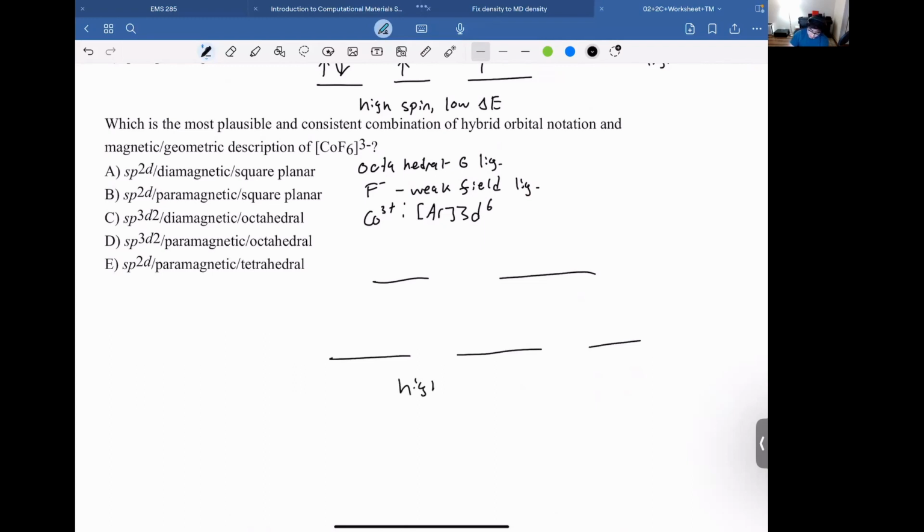So this is high spin, or a low gap in energy. So we're going to fill up all of them again, and then we pair. So again, this is paramagnetic. And the answer is once again D, octahedral paramagnetic.